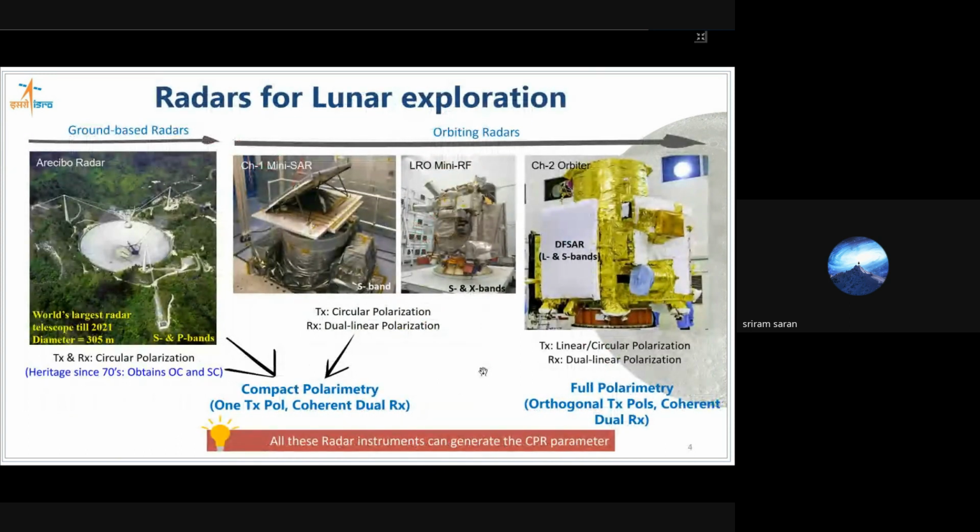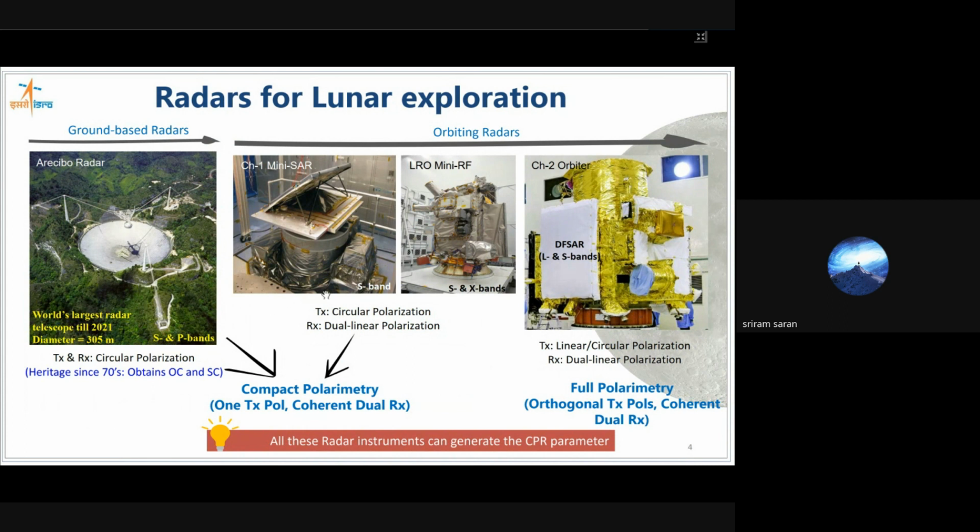So what are the radars available now for exploring the lunar surface? So we have typical ground-based radars available for us since the 60s. I have shown an example here. This is a place where I have worked. This is the Arecibo radar facility. Unfortunately, it got damaged in 2020, but till then, it was the world's largest planetary radar facility. It has a diameter of 305 meters. So it can transmit circular polarization and then receive in both senses.